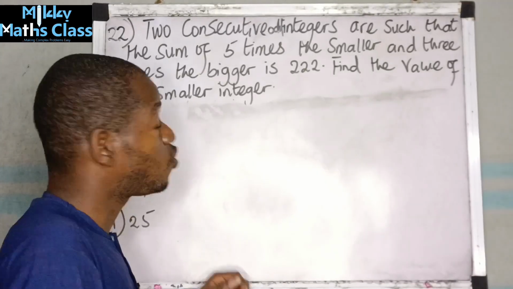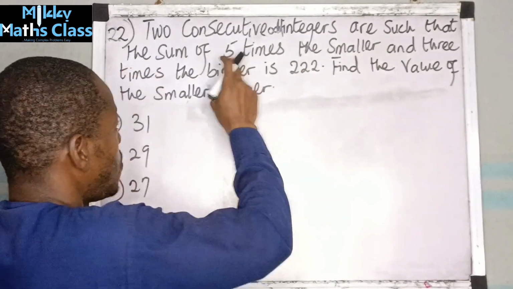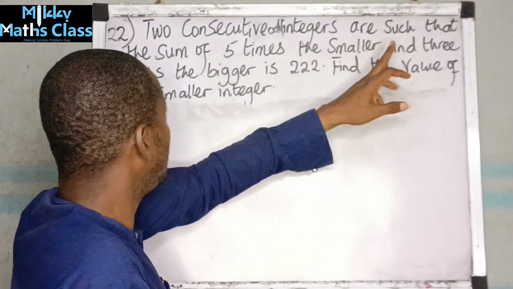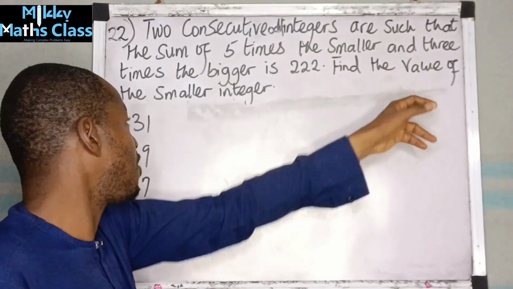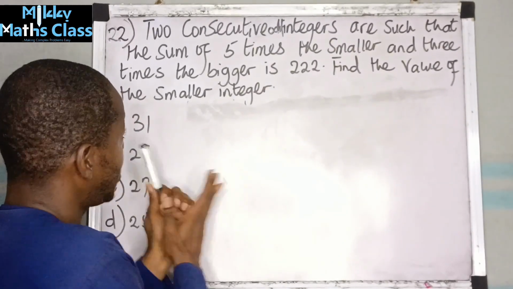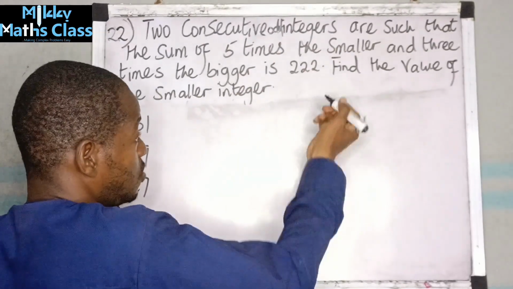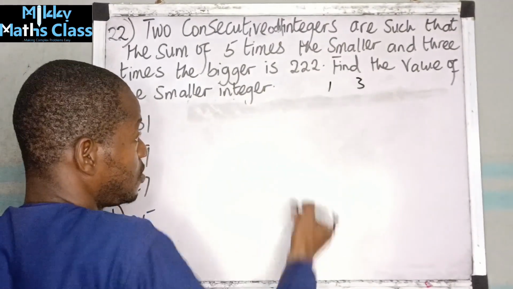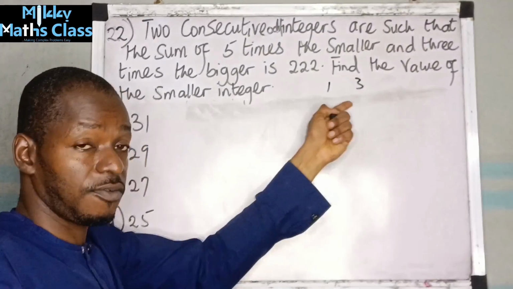All right, let's look at question 22. It says two consecutive odd integers are such that the sum of 5 times the smaller and 3 times the bigger is 222. Find the value of the smaller integer. So since they follow after each other and they are odd, for example, consecutive numbers 1 and 3, there are two odd integers and they follow after each other.